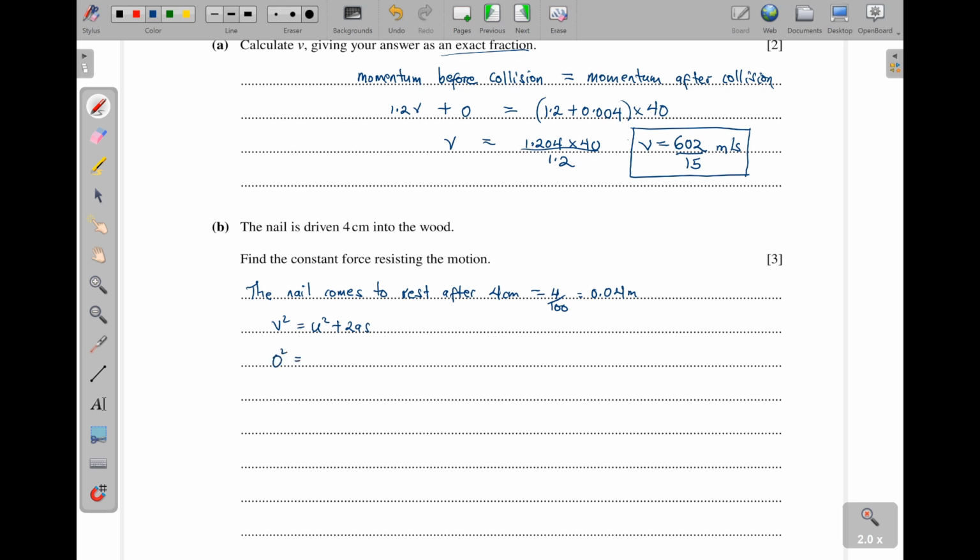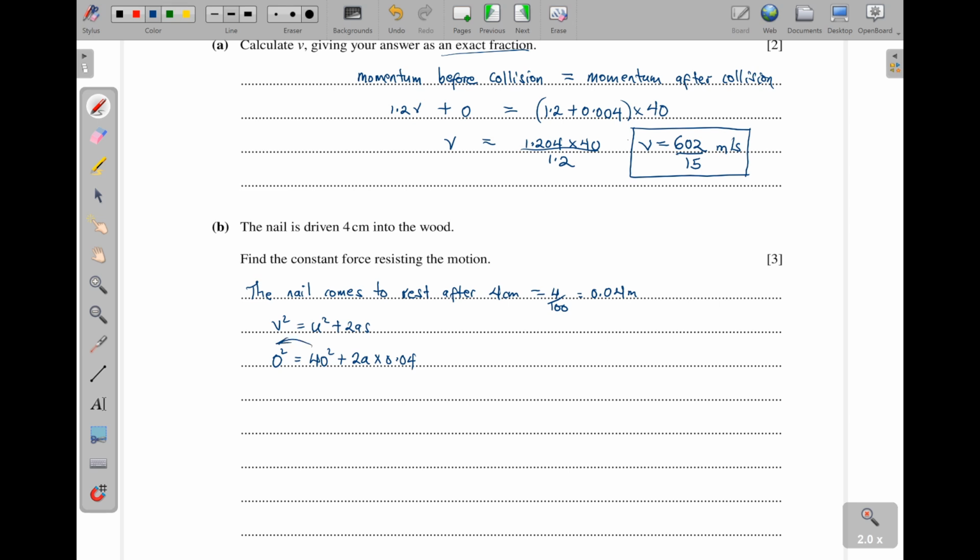The initial is 40 squared, then plus. Since they are moving down, now we need to find the acceleration. Then from there, we can use F is equal to MA to find the resisting force. So we are going to have 2A, and then times the distance, times 0.04. Okay. Now, of course, this A is going to be negative.